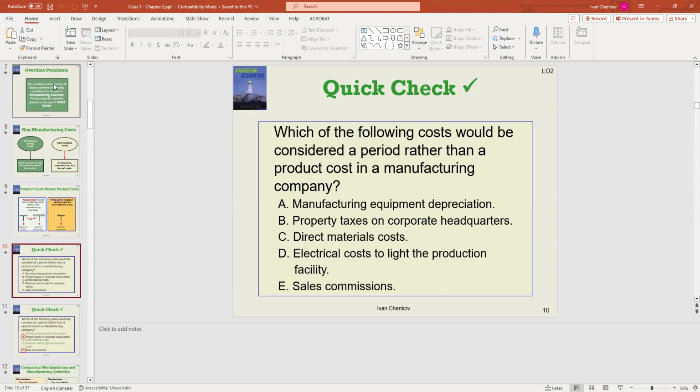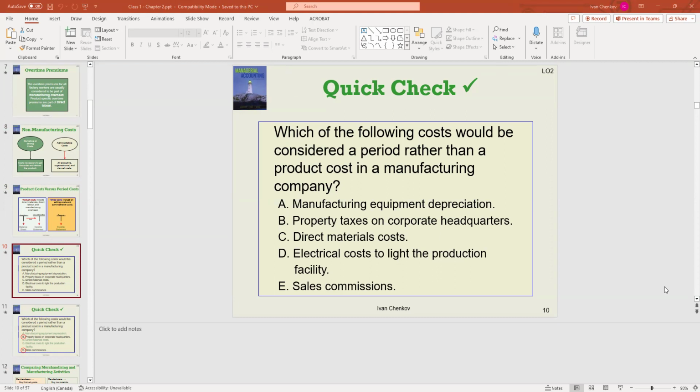So let's go one after another. First one, manufacturing equipment depreciation. What kind of cost do you think that is? Is it going to be product cost or is it going to be period cost? Product cost. If it's product cost, now we have three options: direct material, direct labor, or manufacturing overhead. What do you think manufacturing equipment depreciation will be?